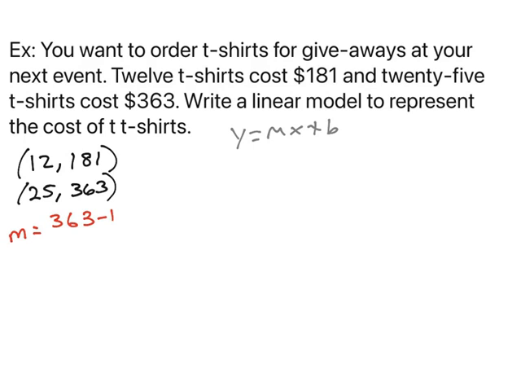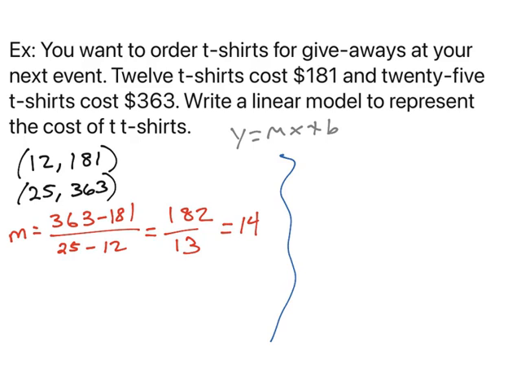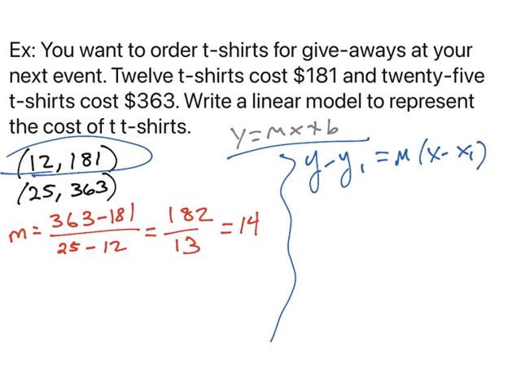So y minus y over x minus x. And I end up with 182 over 13, which is 14. All right, so there's my slope. m equals 14. Well, that's not what I need. I also need the y-intercept. So I'm going to use point-slope form. Okay, and I'm just going to jump right to my equation. So y minus y1 equals m times x minus x1. I'm going to use the first point, just to keep my numbers as small as possible. So y minus 181 equals my slope of 14 times x minus 12.